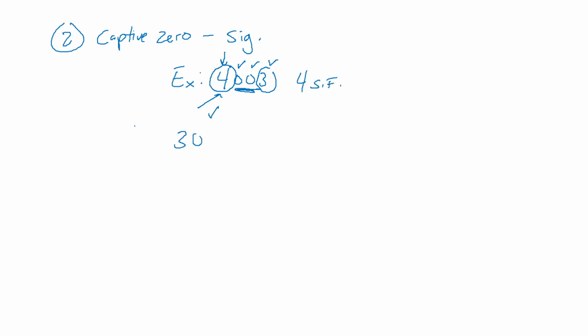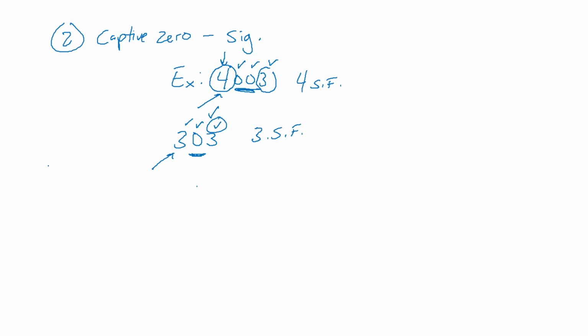If I had 303, once again, starting here, counts as significant. Trap zero between two non-zero numbers, going to be significant. And the 3 at the end going to be significant as well, giving me 3 significant figures.